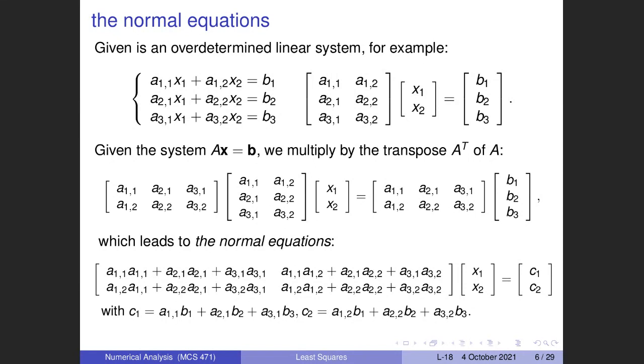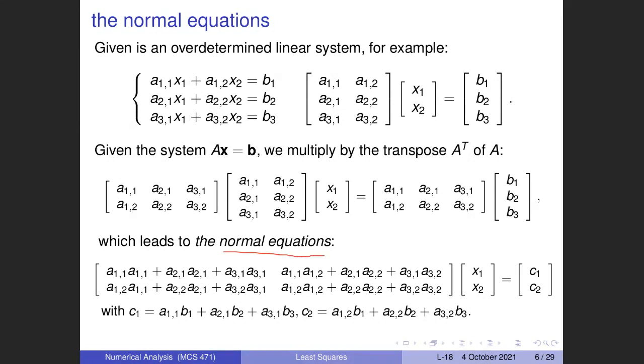What we know from the very beginning from linear algebra is the matrix multiplication. So we have a 3 by 2 matrix. We can reduce this to a 2 by 2 matrix by multiplying the entire system, both A and B, by the transpose. So here in this example, we have a 3 by 2. We multiply by a 2 by 3. And that leads to what we call the normal equations.